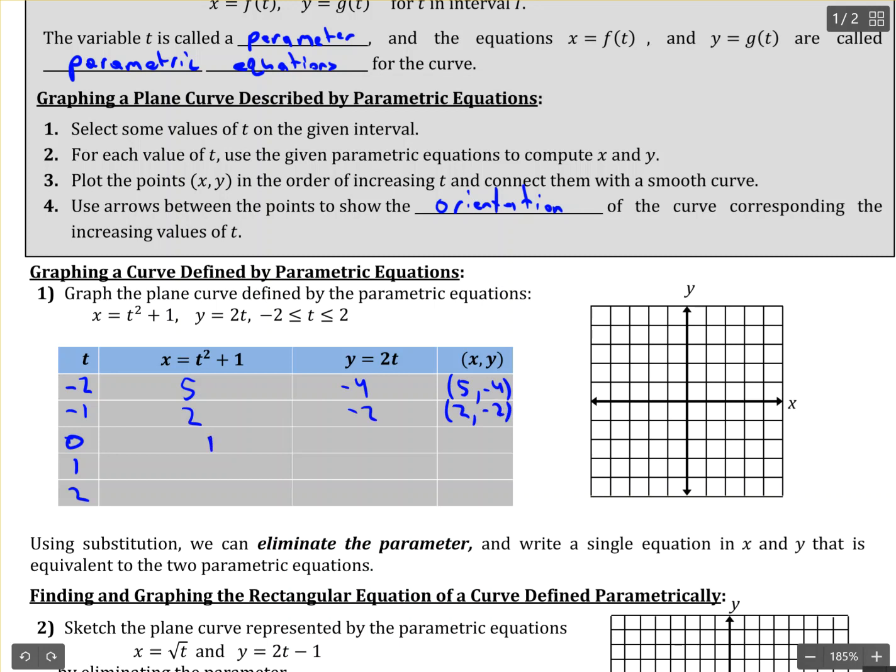Plug in 0, I get 1, 0. Plug in 1, I get 2, 2. Plug in 2, I get 5, 4. So let's go ahead and plot those. So I have 5, -4, 2, -2, 1, 0, 2, 2, 5, 4. So let's connect them.